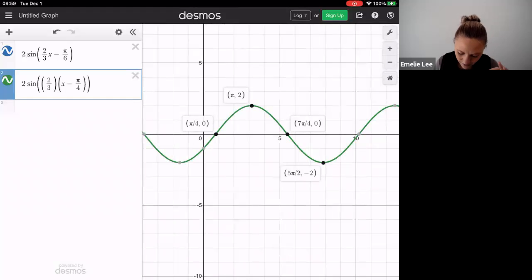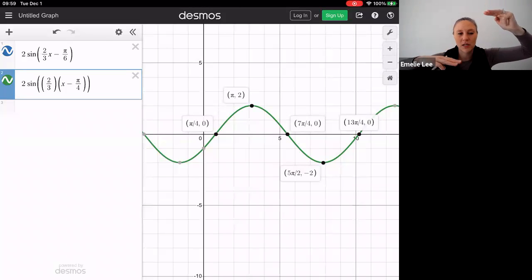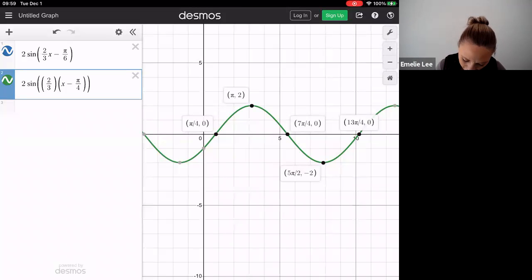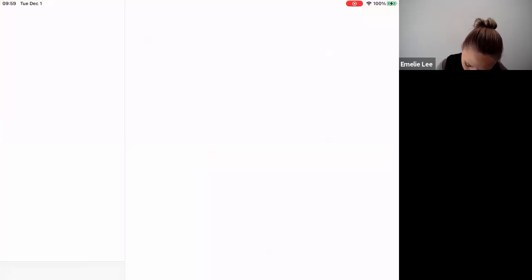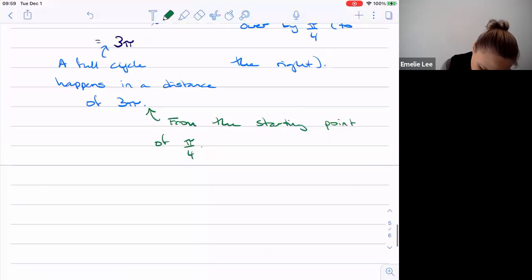These check-in points, right? So if we did pi over 4 plus 3 pi, which is the period, we should end up at 13 pi over 4. So it takes us a distance from pi over 4 to 13 pi over 4 to cover that whole cycle. And notice we're bouncing between positive 2 and negative 2.